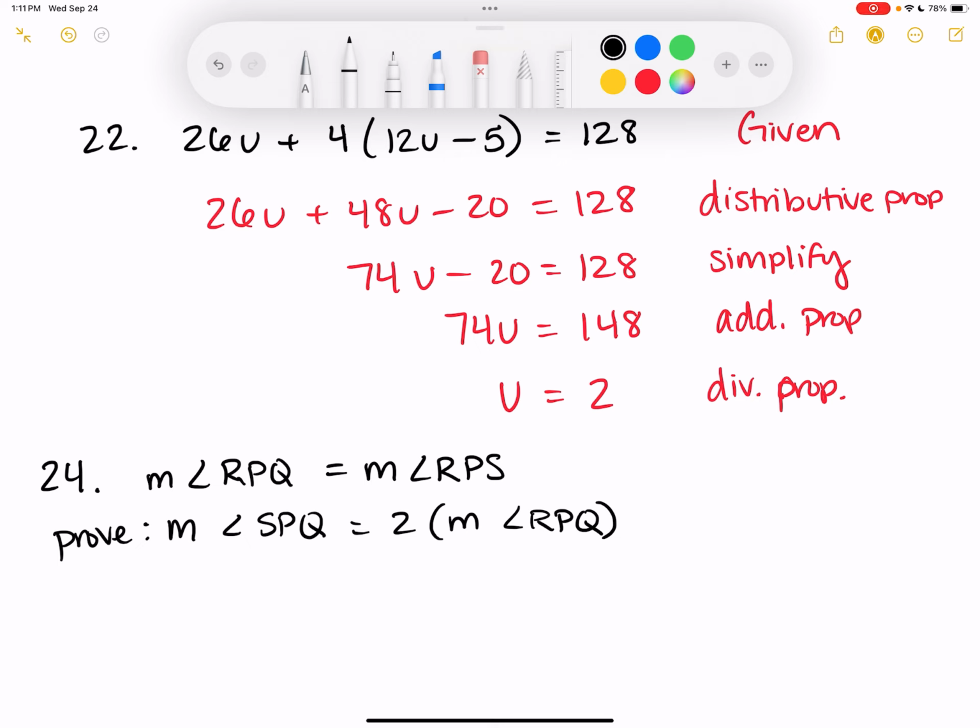And basically, I've got something that looks like this. Like that. This is P, S, R, Q.